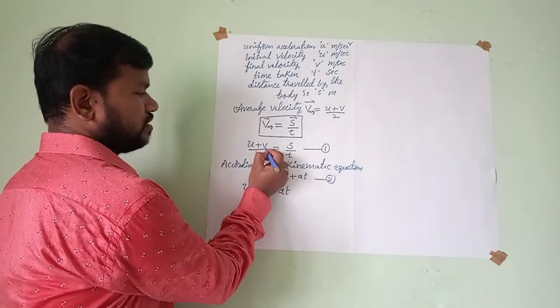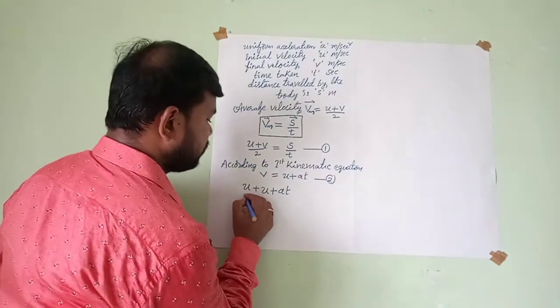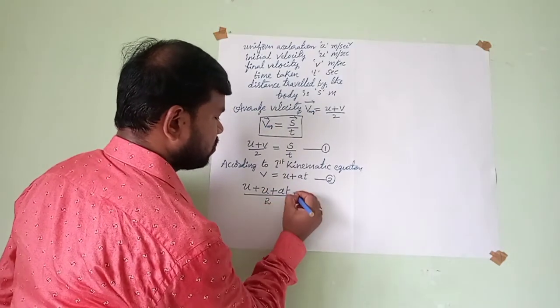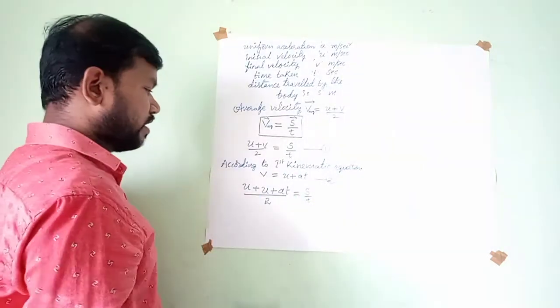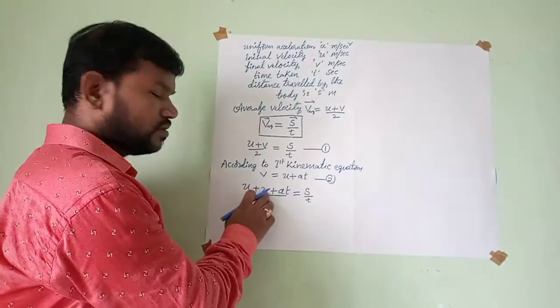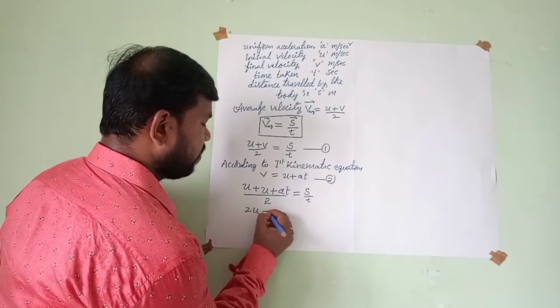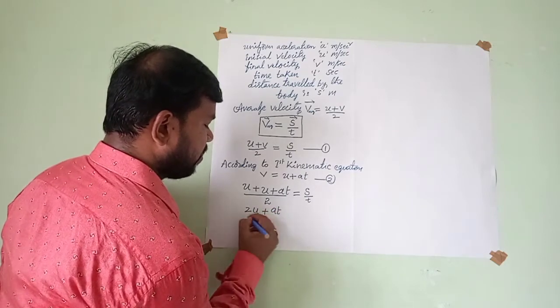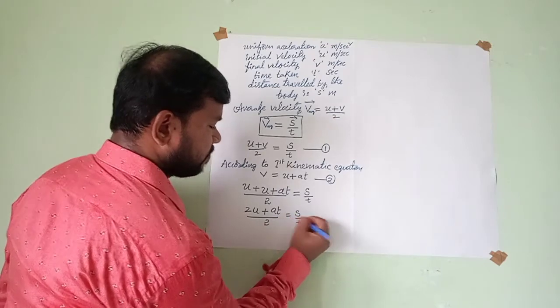Just for this, instead of this V what I have written? U plus AT, by 2, is equal to S by T. Right students, see U plus U, so 2U plus AT by 2 is equal to S by T.